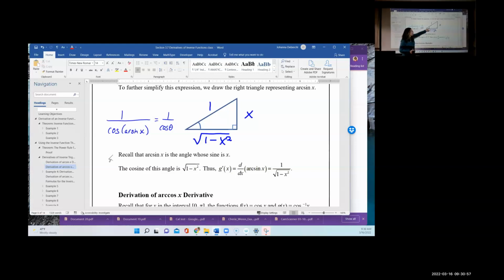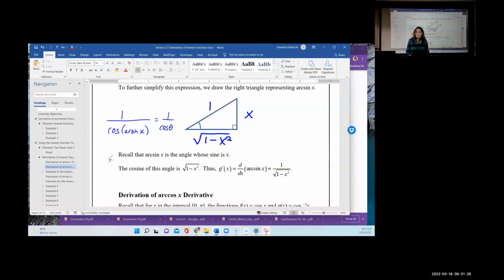So it's actually referring to the cosine on this triangle. And the cosine on this triangle is going to be the adjacent side divided by the hypotenuse. So since this is in the denominator, I get 1 over the square root of 1 minus x squared over 1, which reduces to 1 over the square root of 1 minus x squared. This is the derivative of arcsine.